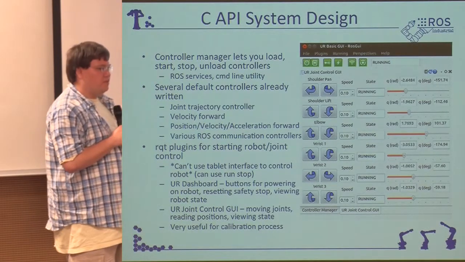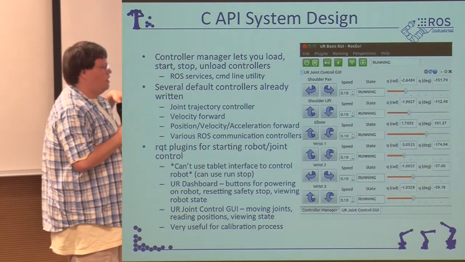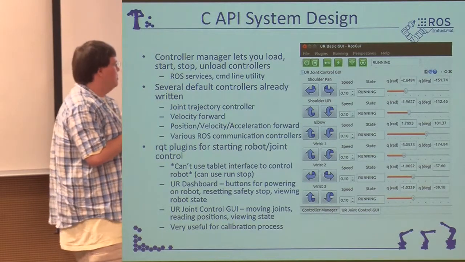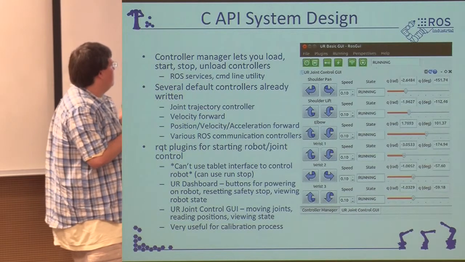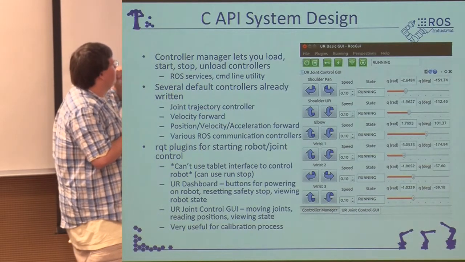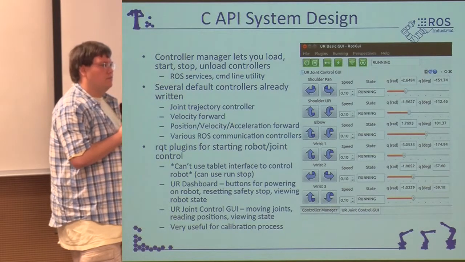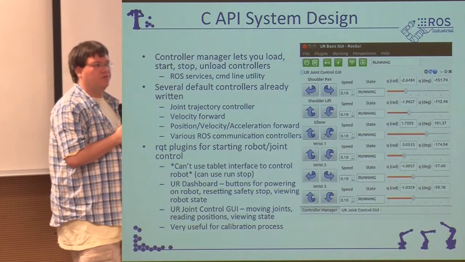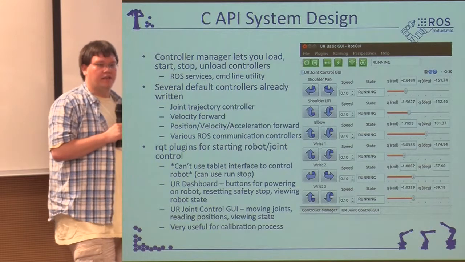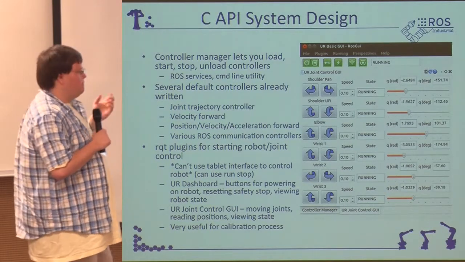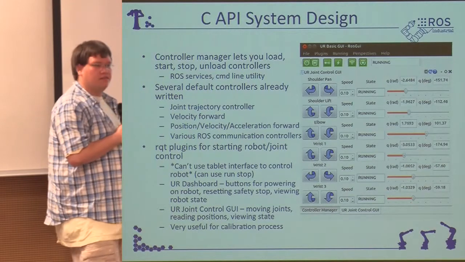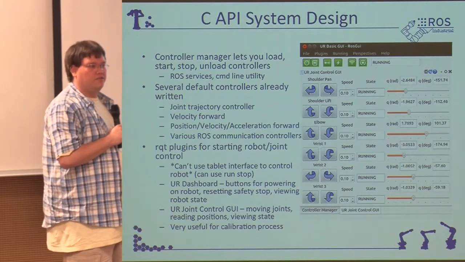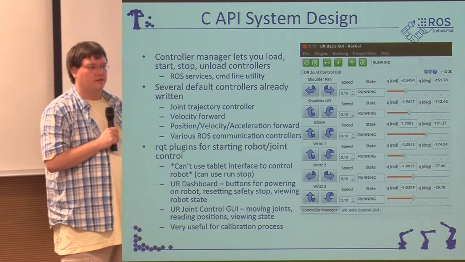Next slide. I've also developed a GUI, an RQT plugin that allows you to control the velocity of the different joints at different speeds. At the top, you can see there are buttons for a dashboard for controlling the power states and fixing the security stops, and that's about it. Check out the wiki and the repository if you are interested in learning more.